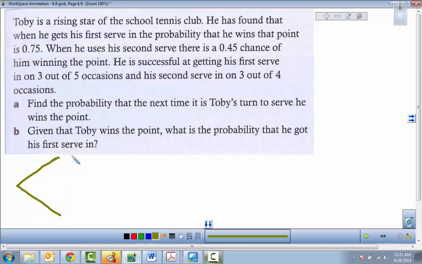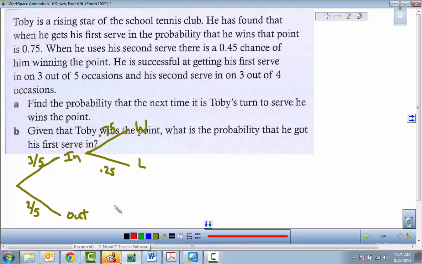When Toby serves, it's either in or out on his first serve. So this first branch is for his first serve. And it's in 3 out of 5 times, which means it's out by default 2 out of 5 times. And when it's in, we want to look at whether or not he wins the point. He either wins or he loses. And it says that when it's in on his first serve, he wins 0.75, 75% of the time, which means he loses 25% of the time.